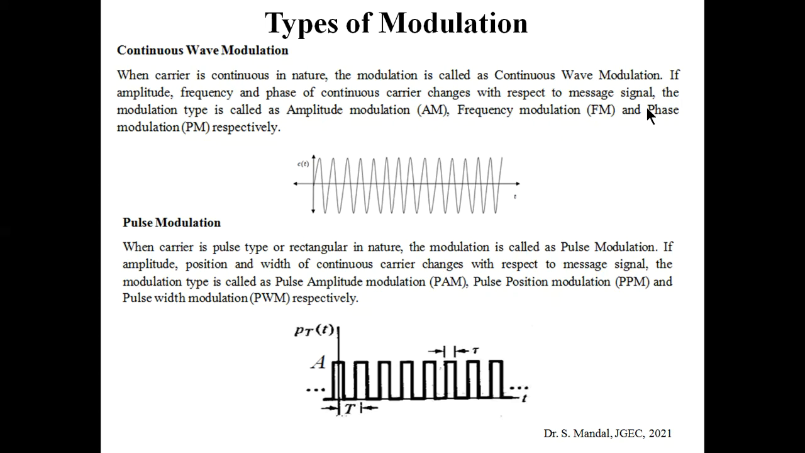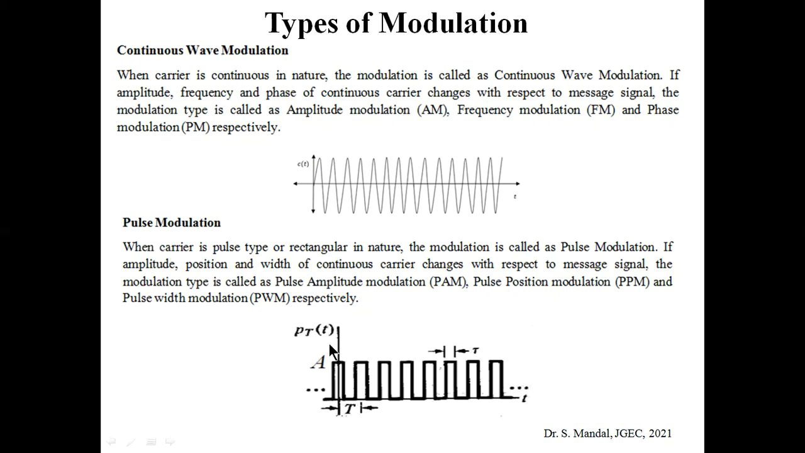Now coming to the second type of modulation, that is called the pulse modulation. As the name suggests, pulse means rectangular pulse or clock. So here, instead of using the continuous signal, we are using a train of rectangular pulses. If this kind of carrier is used in modulation, that is called the pulse modulation.